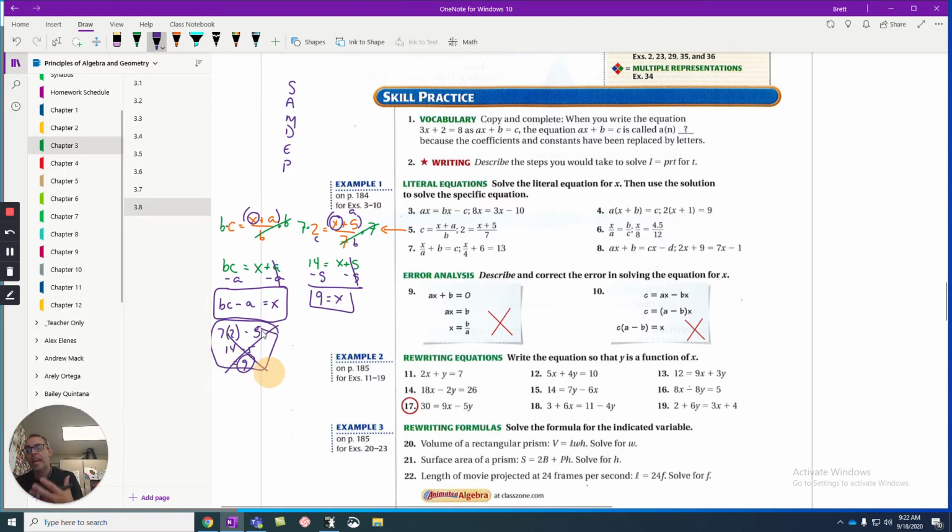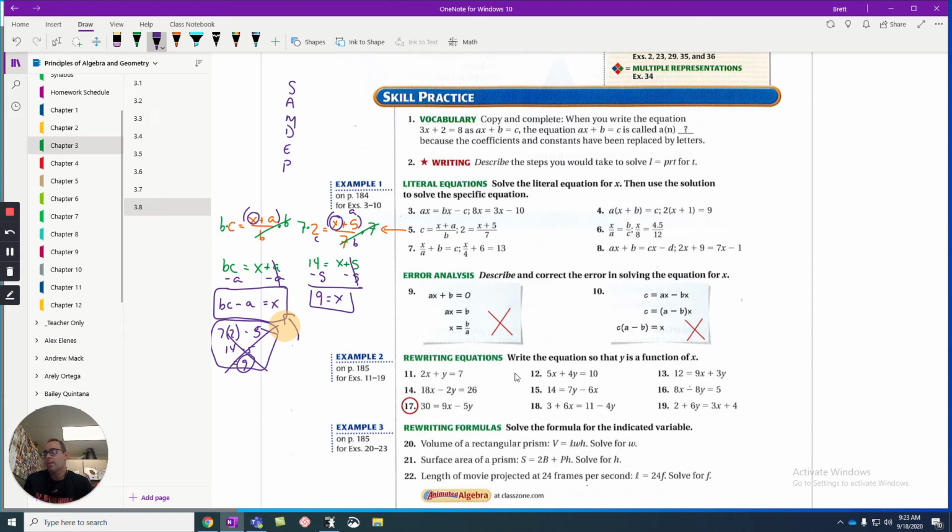I want you to understand that what we built up here is an equation that is valid for lots of specific cases. It's a generic formula. Here we talk about it being a literal equation, and then there's the specific case, and that's what the x equals 9 is. But we're able to rewrite equations for that purpose. The next section of your homework, 11 through 19, is all about solving so that you have a y equals.